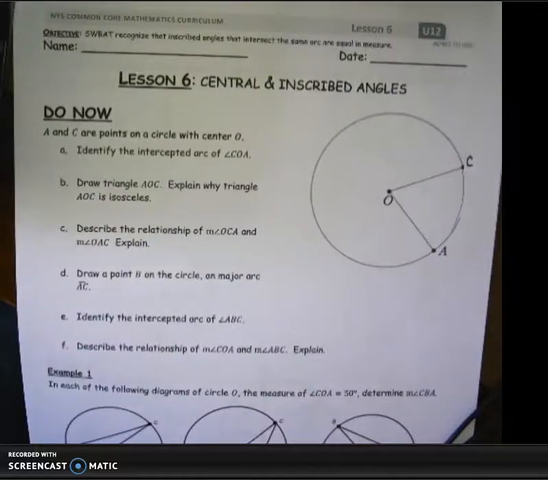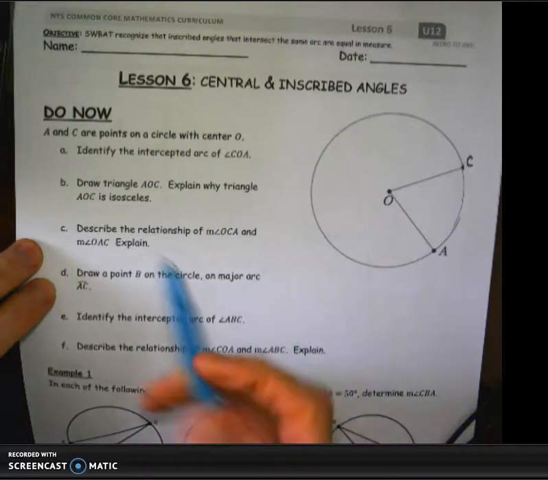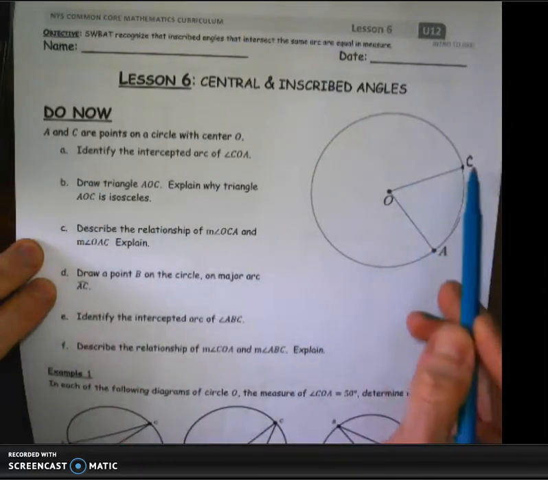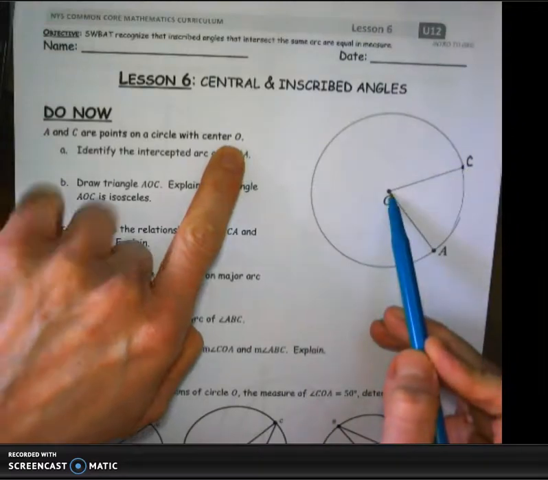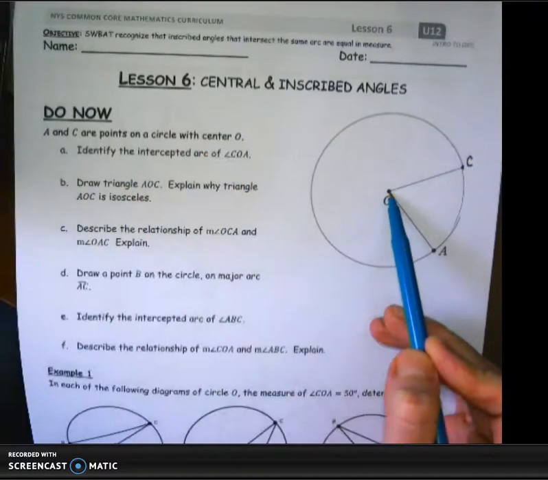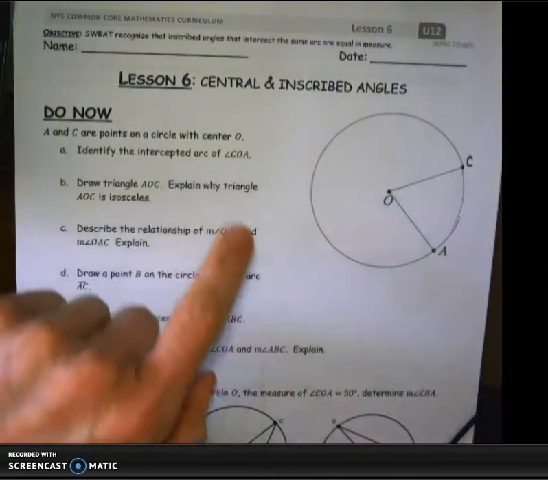Hey everyone, here's Unit 12, Lesson 6, Central and Inscribed Angles. For the do now, it says points A and C are points on a circle with center at O. So remember, this is circle O. Circles are named by their center. It says identify the intercepted arc of angle COA.